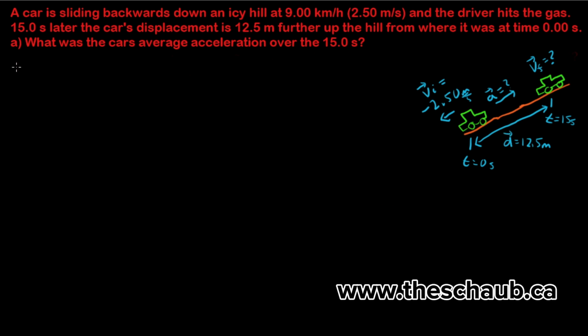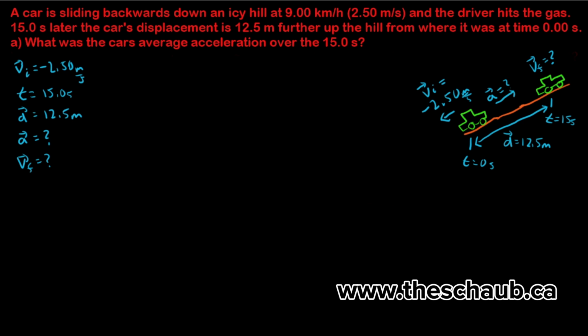So listing our variables, we have a VI equal to negative 2.50 meters per second. This is because the car is moving backwards down the hill, and we're defining up the hill as positive. We have a time t equal to 15.0 seconds. We have a displacement of the car equal to 12.5 meters. Our acceleration is what we're looking for, so it's unknown. And we can also note that we do not know our velocity final. You don't have to write it down because we're also not looking for it.